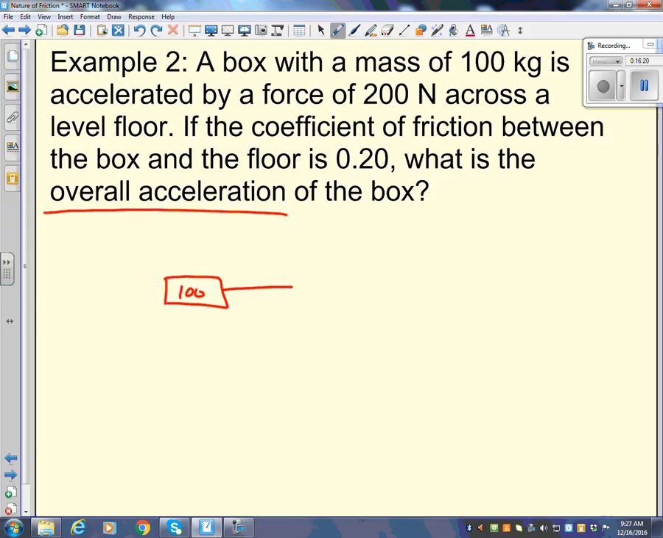So we have a big FA that's equal to 200, and there is friction, but we don't know how much. What is the overall acceleration? So there is a net force, right? And this acceleration, we're solving for A. This unknown acceleration is going to come from F net is equal to ma, right? That's how we're going to get it.